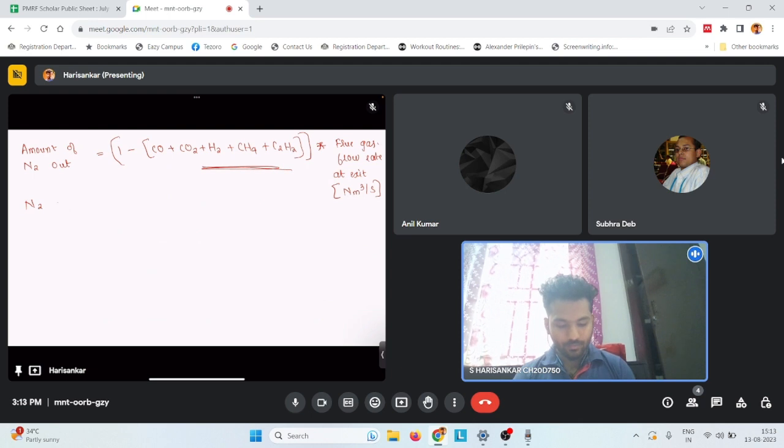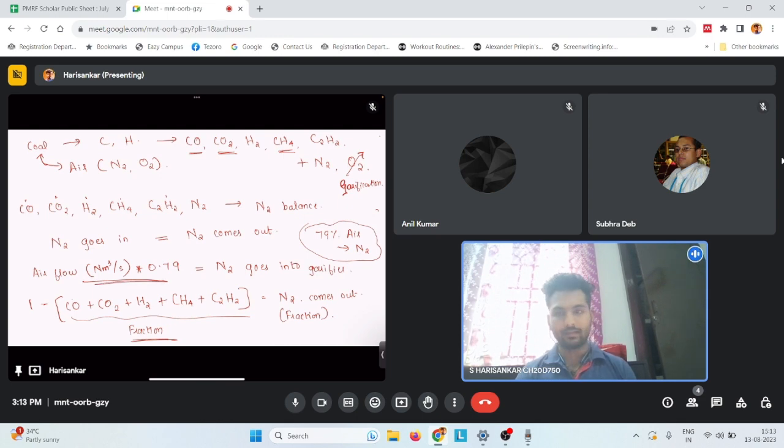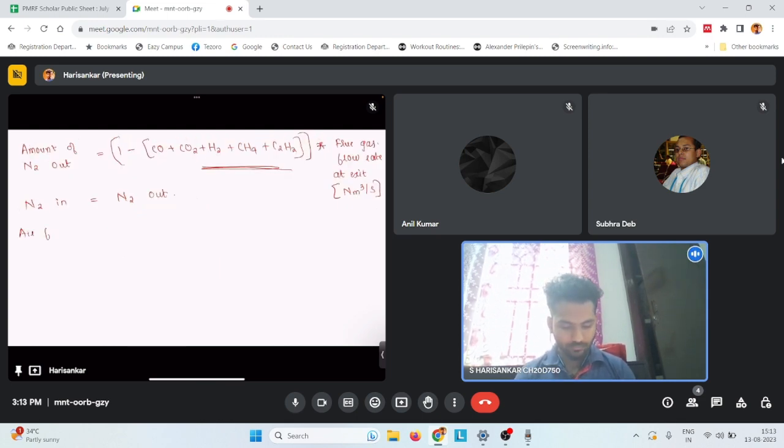So by our balance, whatever nitrogen is going in is the nitrogen that is coming out. If we equate this, the air flow rate into 0.79, so air flow in nm cube per second into 0.79, will be equal to 1 minus this whole gases expression into the exit flow rate, which is nm cube per second.